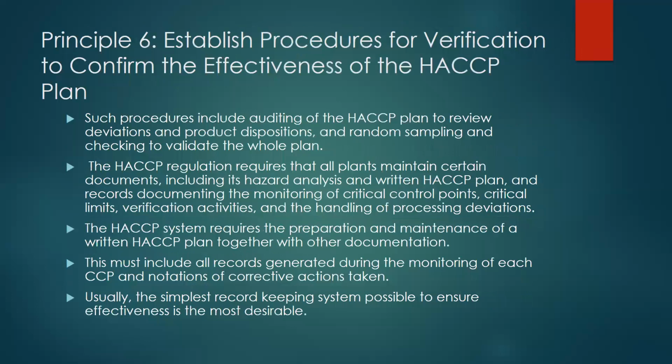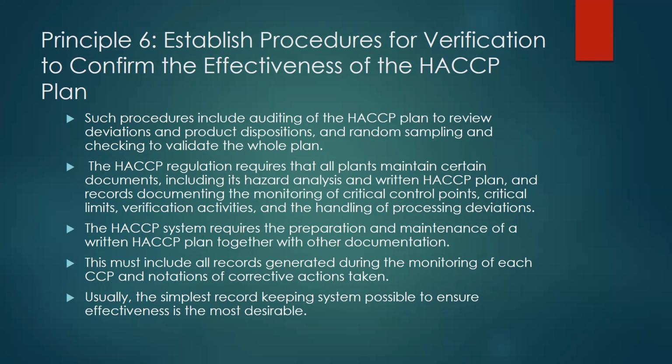Next is to establish procedures for verification to confirm the effectiveness of the hazard plan. Such procedures include auditing of the hazard plan to review deviations and product dispositions, and random sampling and checking to validate the whole plan. So principle 6 involves established procedures for verification to confirm that the HACCP plan which is made is effective. All such procedures include internal auditing of the HACCP plan to review deviations and product dispositions, and random sampling and checking to validate the whole plan. Random checking or sampling is done in order to validate that the HACCP plan which is made is effective.